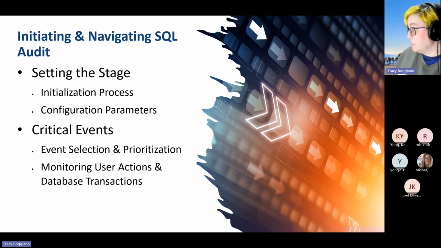Once we set the stage, we had critical events that became our key players, and we had to select what events and things we had to prioritize. Again, when I was at a company, we had to dump every select statement. DISA wanted every select statement to be audited.